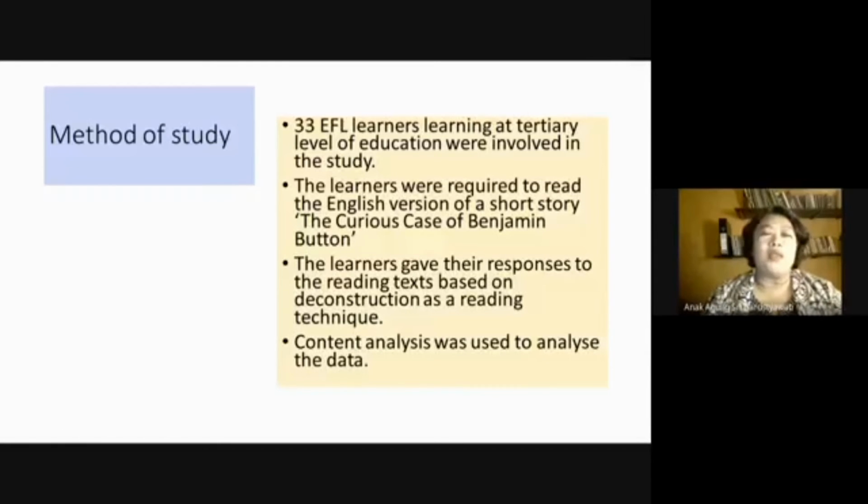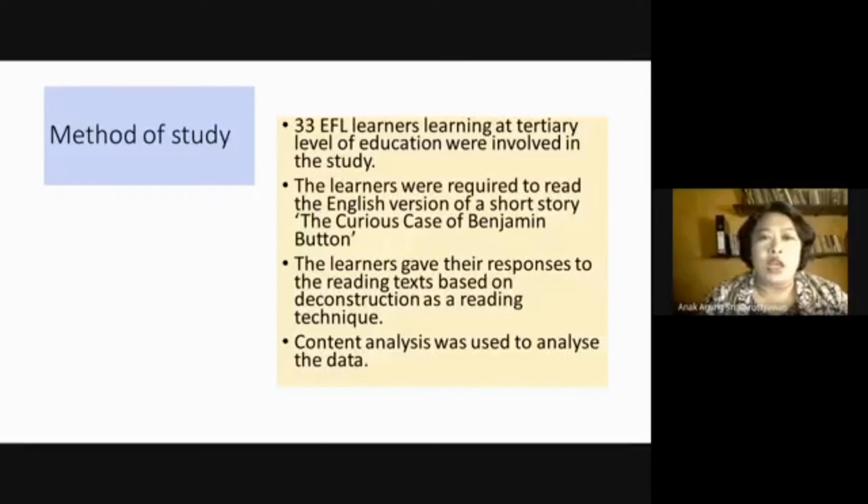Now let's look at the method of the study. There were 33 EFL learners at the tertiary level of education involved as the respondents of this study. The learners were required to read the English version of a short story entitled The Curious Case of Benjamin Button. Next, they were asked to give responses to the reading text based on deconstruction as a reading technique. And then finally, the gathered data were analyzed by using the content analysis method.